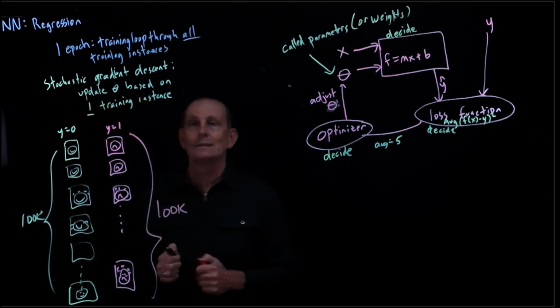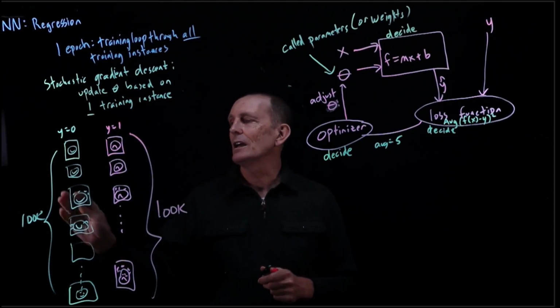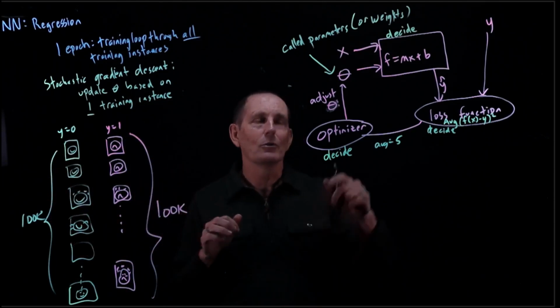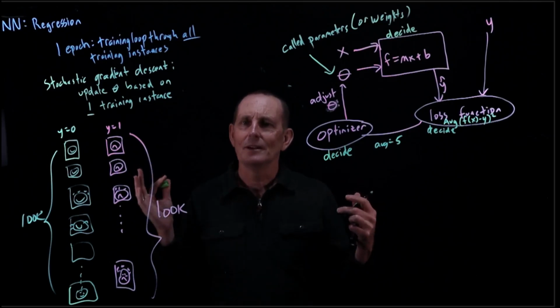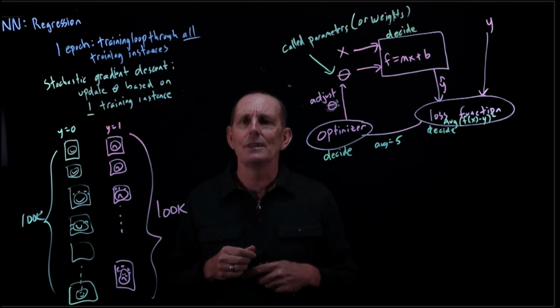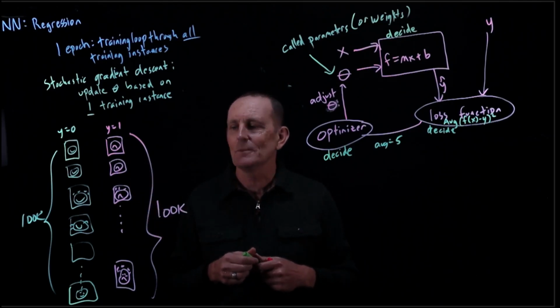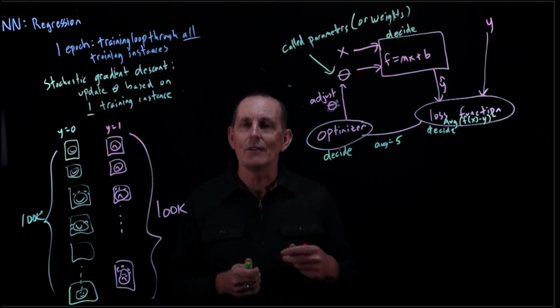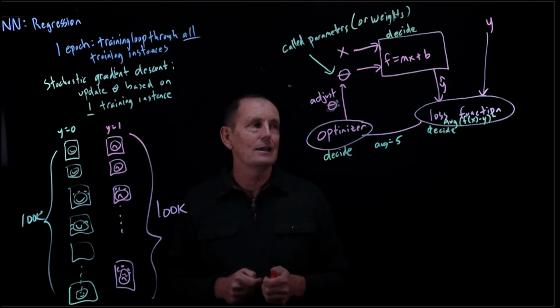We would want them balanced. You can imagine it wouldn't be very good if we had 100,000 happy faces and one sad face. It's very easy for whatever our function is to just say happy, because you're only going to be wrong 1 out of 100,001 times. That's why we normally want to balance our inputs, so we have as many of different kinds as there are.